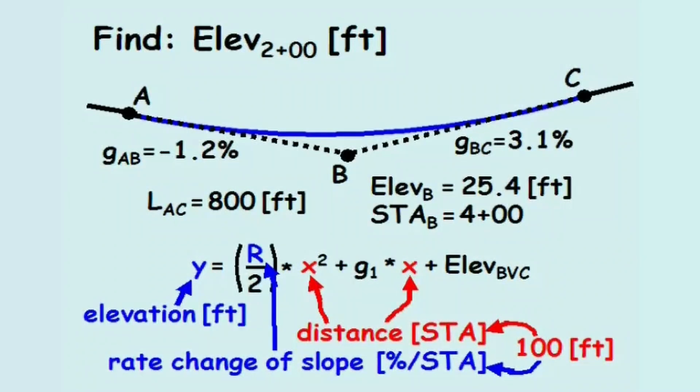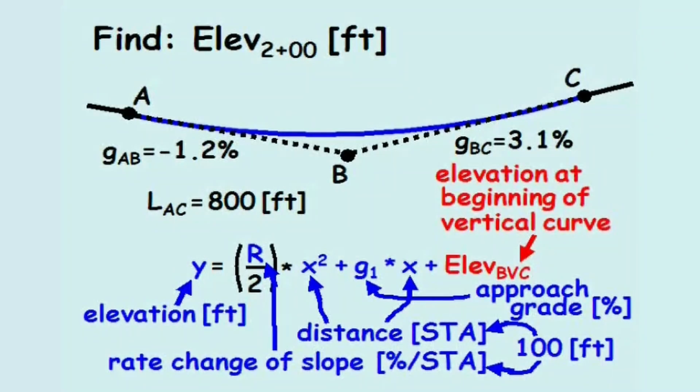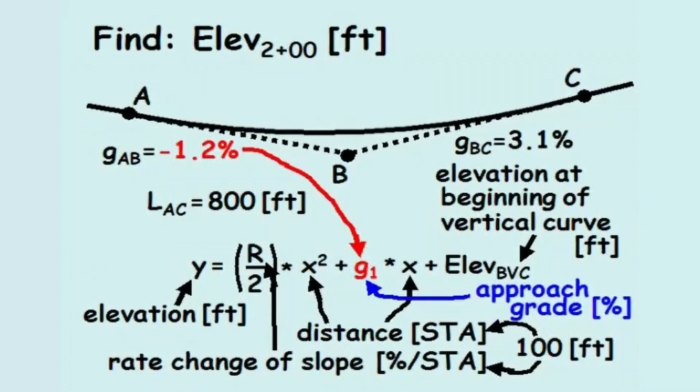Variable g1 is the grade at the beginning of the vertical curve as a percentage. We'll call this the approach grade. Lastly, elevation BVC refers to the elevation at the beginning of the vertical curve, and we'll use the units of feet. The problem statement provides the approach grade, which is the same as the grade of line segment AB, and equals negative 1.2%. The problem asks to find the elevation at station 2 plus 0, 0.